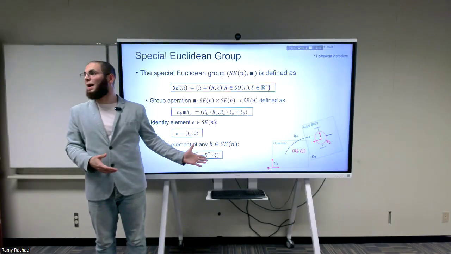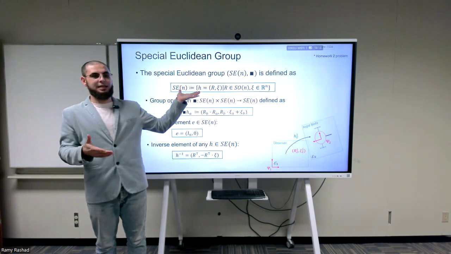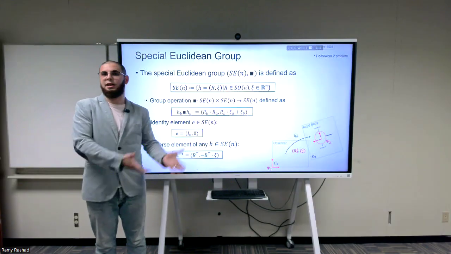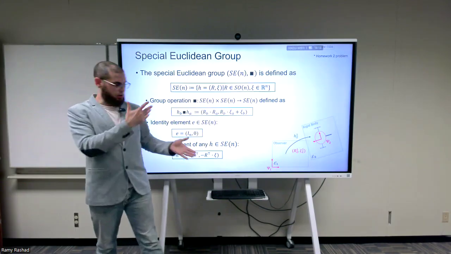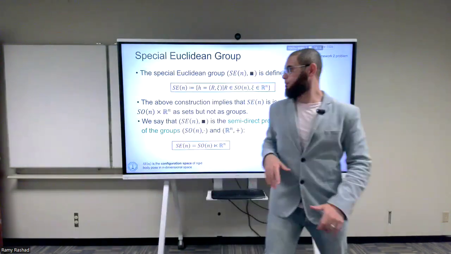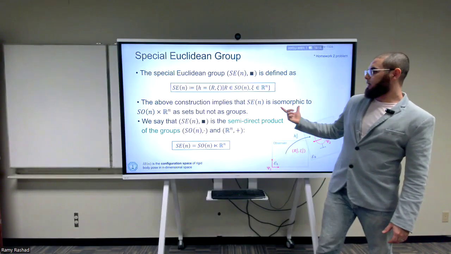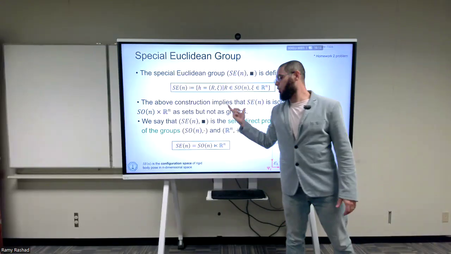These are actually smooth maps. And because they are smooth, they are infinitely differentiable. We can say that this is an infinite-dimensional manifold, and all of these maps are smooth. So this is not just a group; it's also a Lie group. This is the differentiability structure. What we did now is isomorphic to SON and RN as sets, but not as groups.